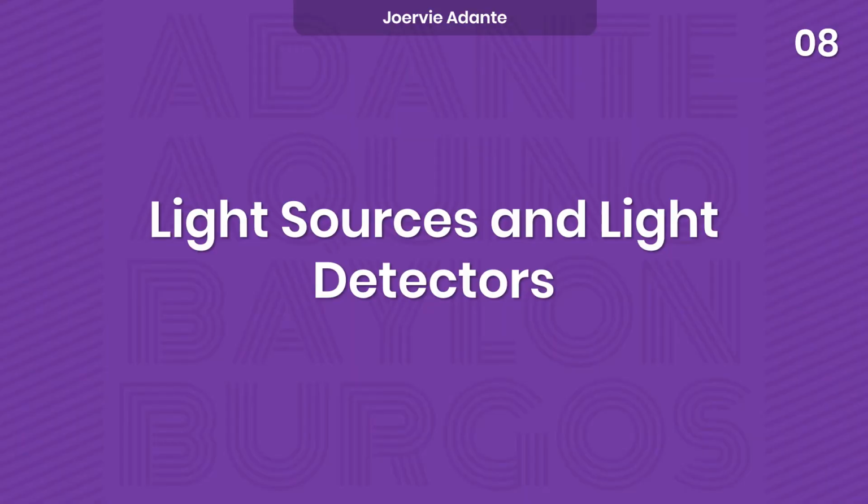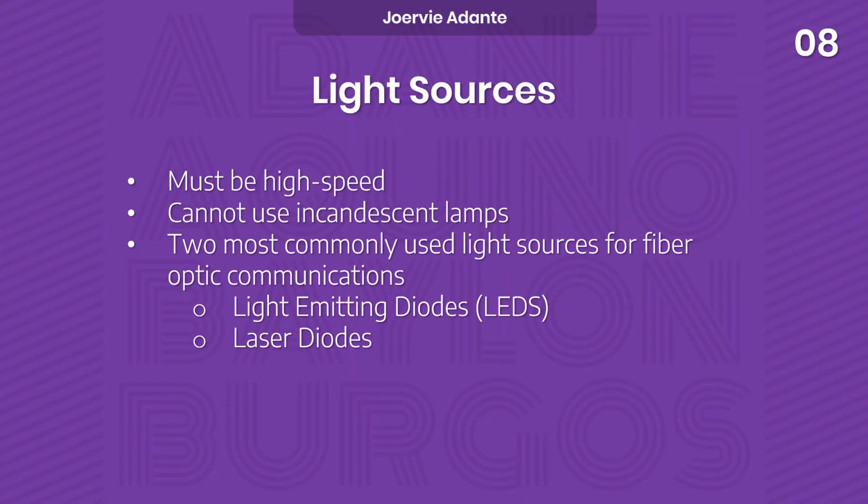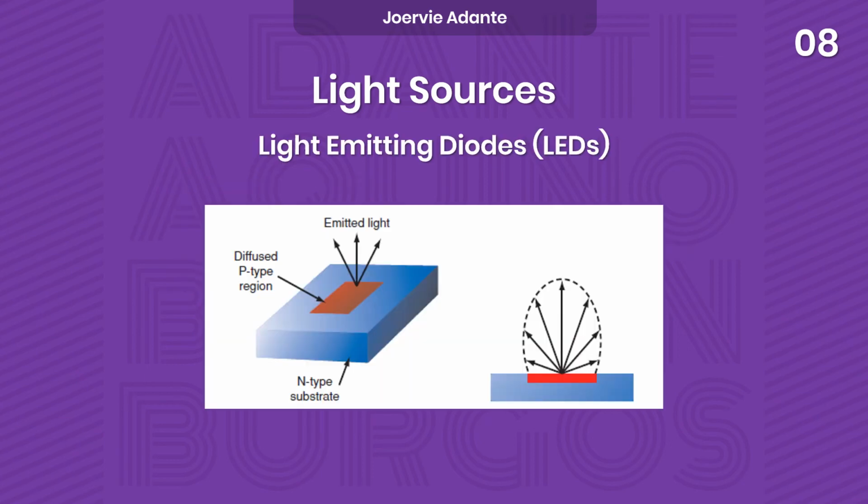Light sources and light detectors. The light sources must be high speed. It cannot use incandescent lamps. The two most commonly used light sources for fiber optic communications are LEDs or light emitting diodes and laser diodes.